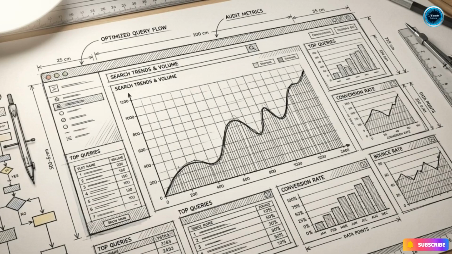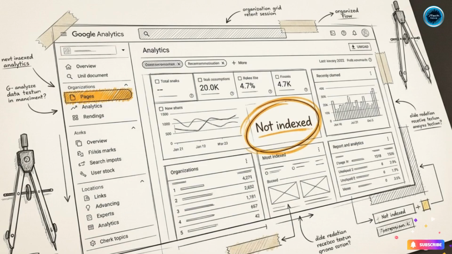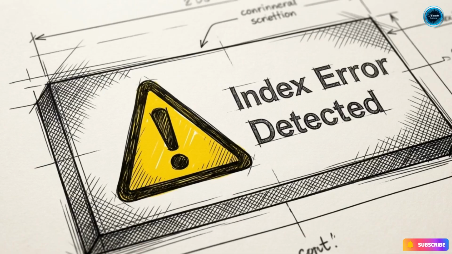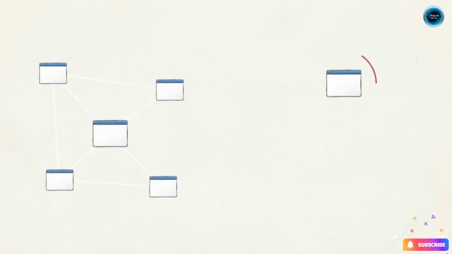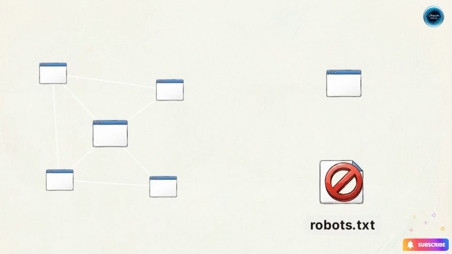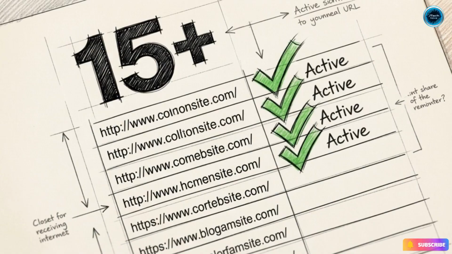You have to ensure your website isn't actually invisible to Google's crawlers before you submit your application. Looking at this Google Search Console dashboard, navigate directly to the Pages tab and check the Not Indexed report. If you see the status Discovered, currently not indexed, you have a major failure point. This usually means you have poor internal linking, leaving pages orphaned, or you have a bad robots.txt configuration. You must fix these errors and verify that at least 15 of your posts show a green indexed status.